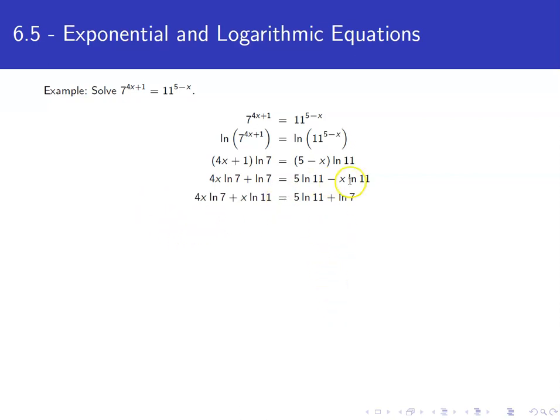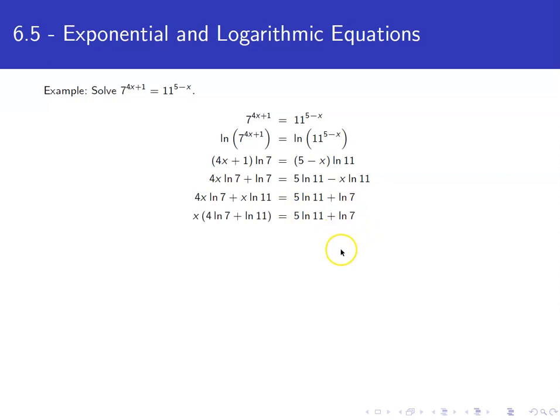Gather our x's on one side, so we'll add the x natural log 11 to the left, and we'll subtract, that should be a minus sign here. This should be a minus, not a plus. We'll subtract the natural log of 7 to the right-hand side. So this should say 5 natural log of 11 minus natural log of 7.